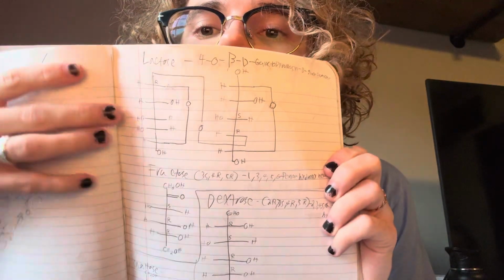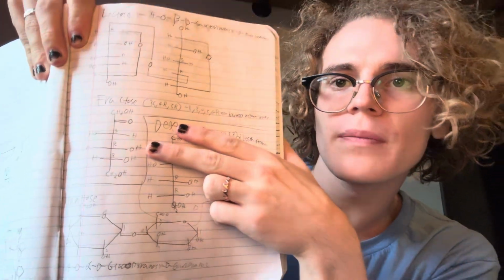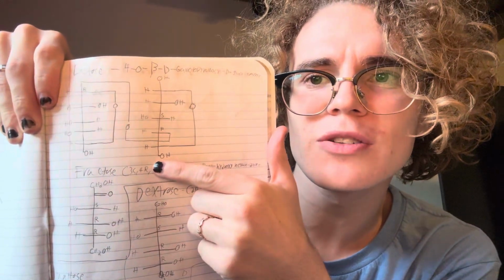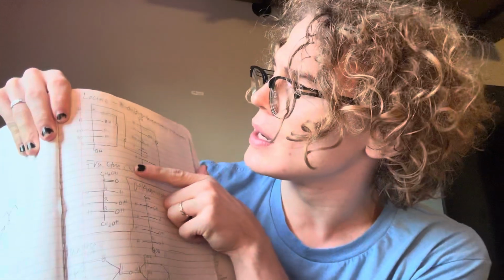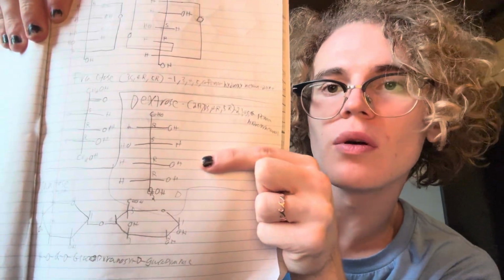Let's see here. So moving on, we need to draw the Fischer representations of each of the simple carbohydrates for this lab. So we've got lactose right here. We've got fructose right here. This one I actually ended up drawing a kind of strange Fischer projection, just because I didn't really realize that we could just draw a Haworth projection. Anyways, moving on to dextrose here, or I guess just D-glucose, right?